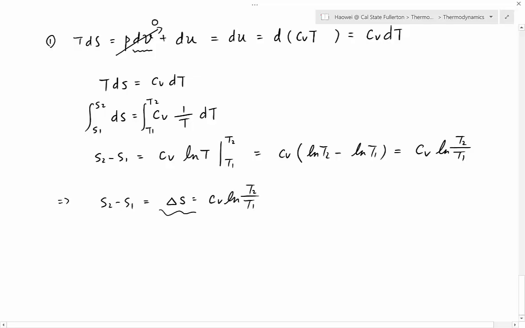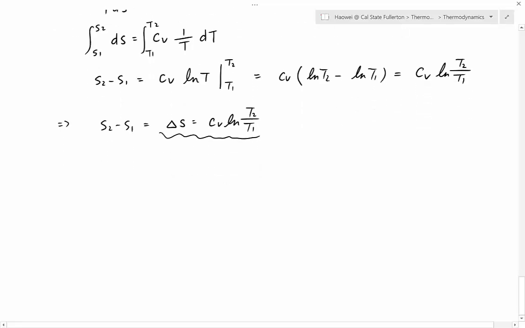So now we're done. You can use this equation to calculate the change of specific entropy, delta lowercase s, which is equal to Cv times natural log T2 over T1. That's the first special case.